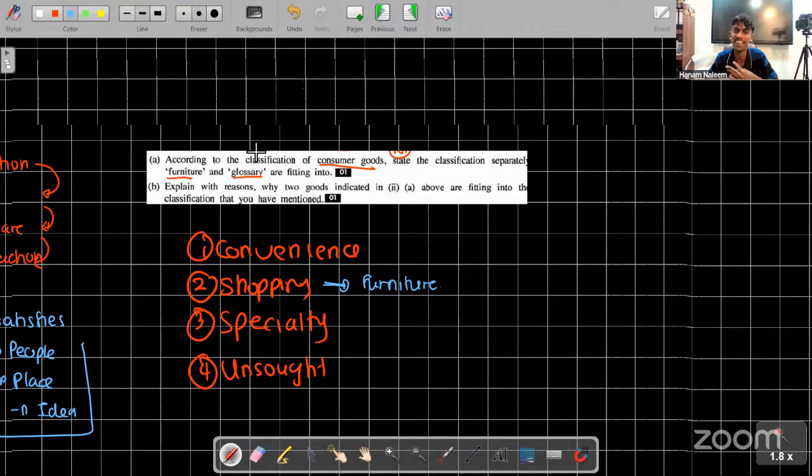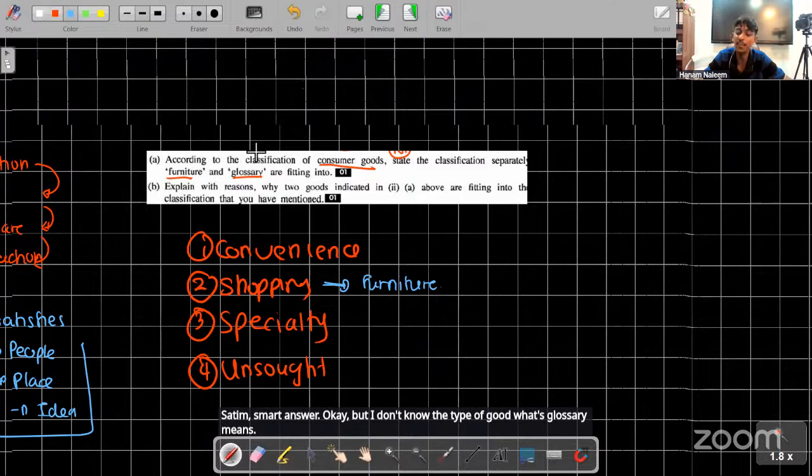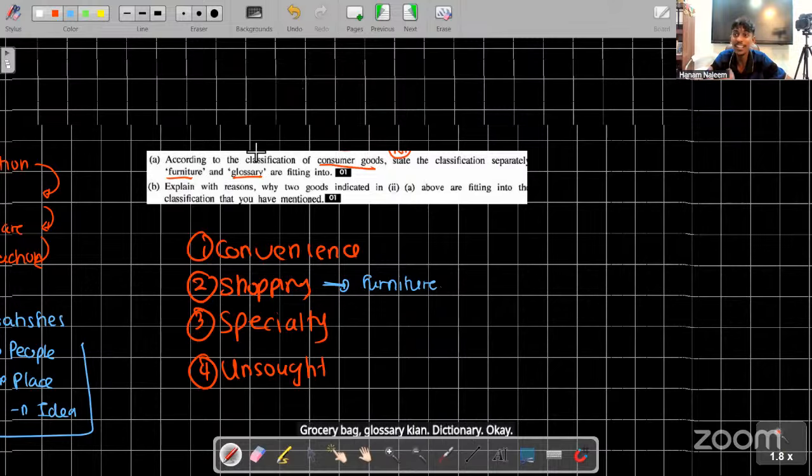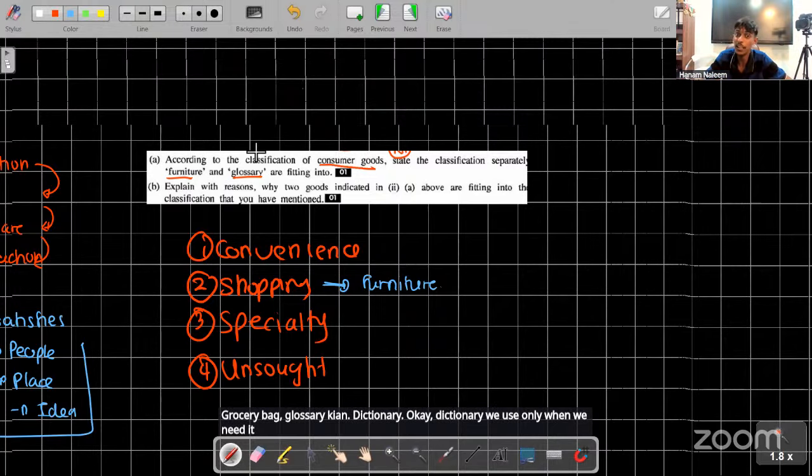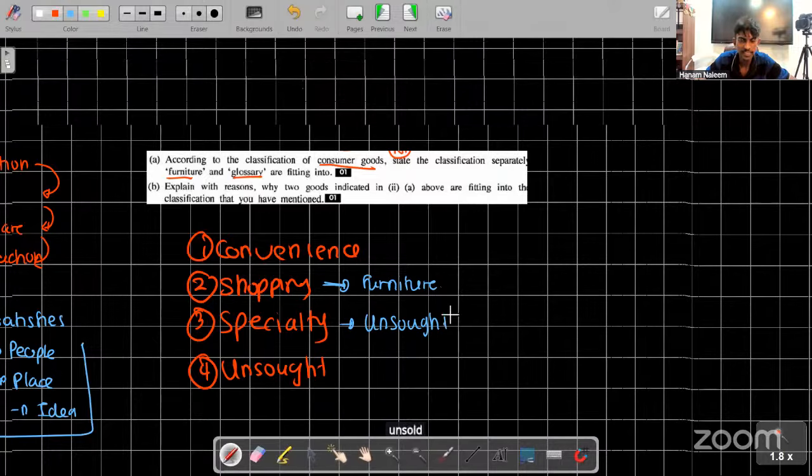Smart answer. Okay, what I don't know the type of good. What does glossary mean? Glossary means dictionary. Okay, dictionary we use only when we need it, right? So what do you say for that type of good? The goods which we need only when we need. We call that an unsought good. That's it. Okay, so here 2 marks done and dusted.